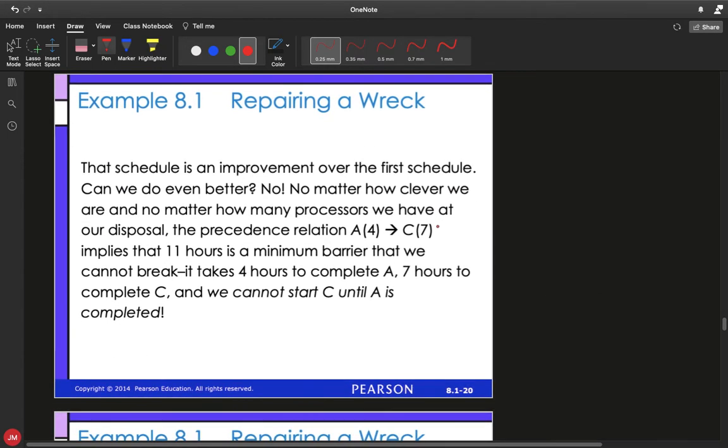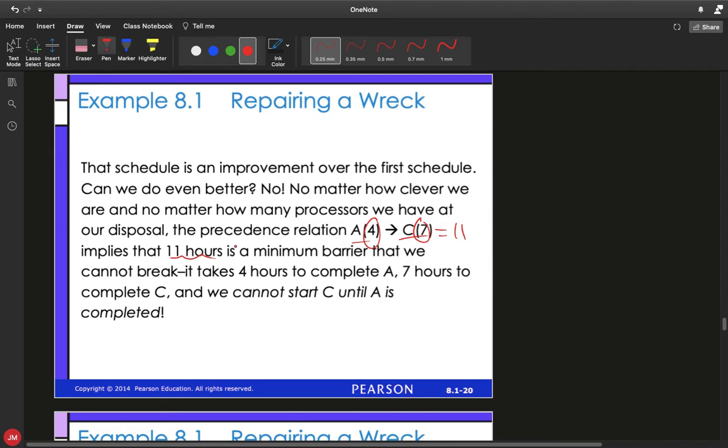So, obviously, schedule is an improvement. Can we do even better, though? It turns out no, actually. No matter how clever we are, and no matter how many processors we have at our disposal, that precedence relation of A having to come before C means that 4 plus 7 is 11. It's going to mean that you have to have at least 11 hours to complete the job.